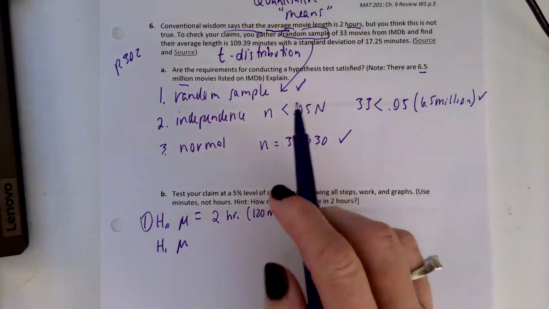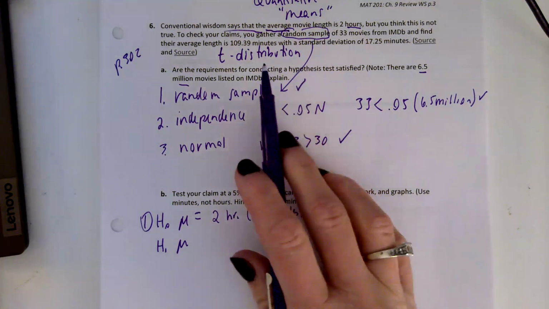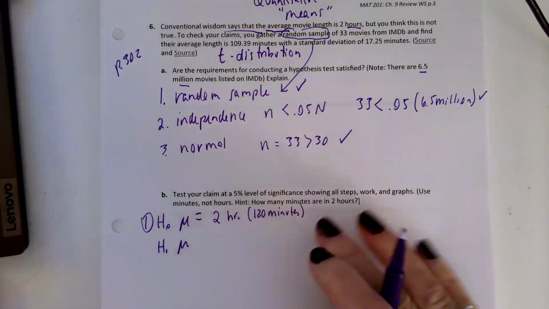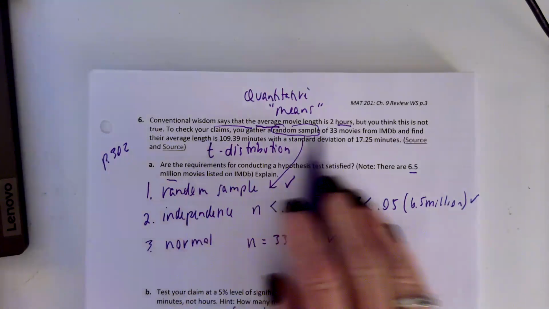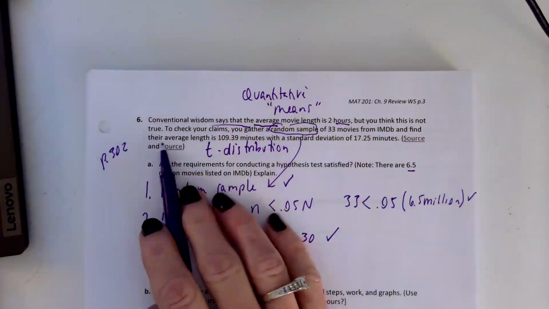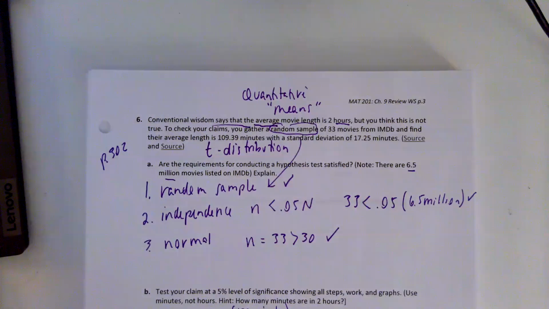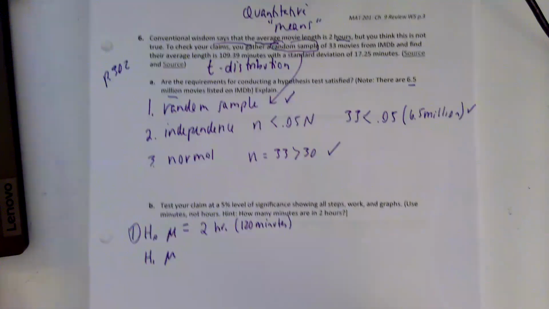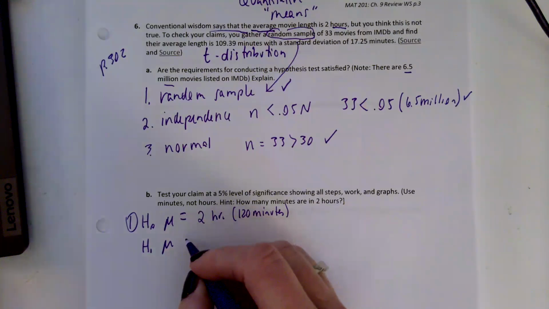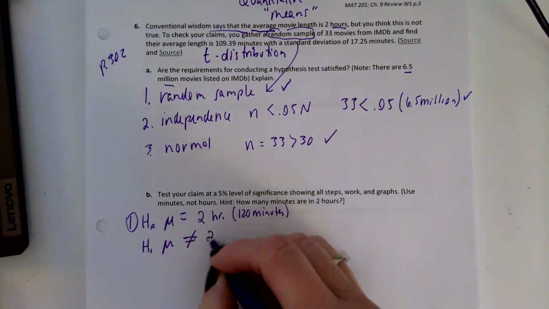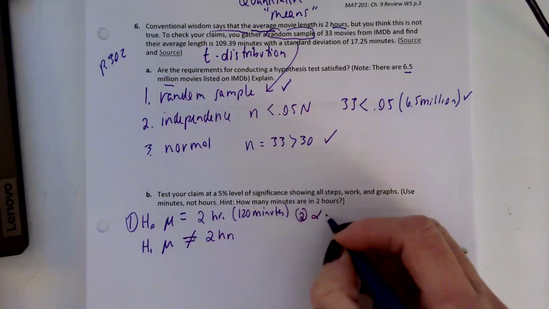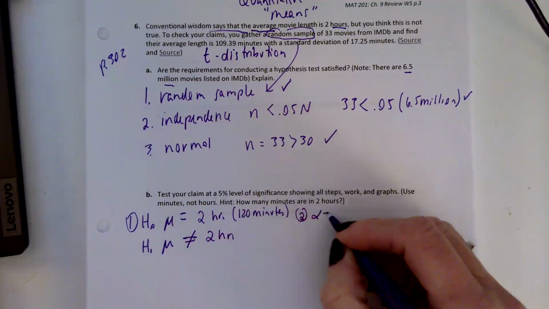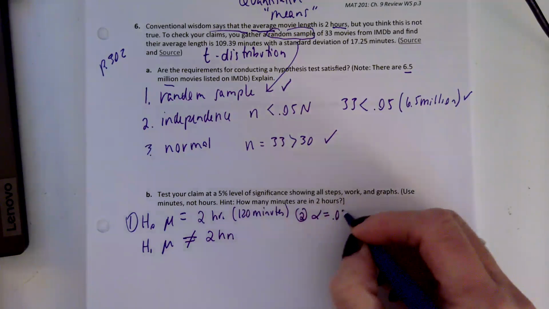Because the information they give us from the sample is in minutes. And they're claiming to check your claims, but you think this is not true. So we don't think that it's particularly less than 2 or more than 2. We just don't think it equals 2 any longer in the real world. So we're going to do a two-tailed not equal to 2 hours. The alpha that we want to test at is a 5% level of significance, so 0.05.